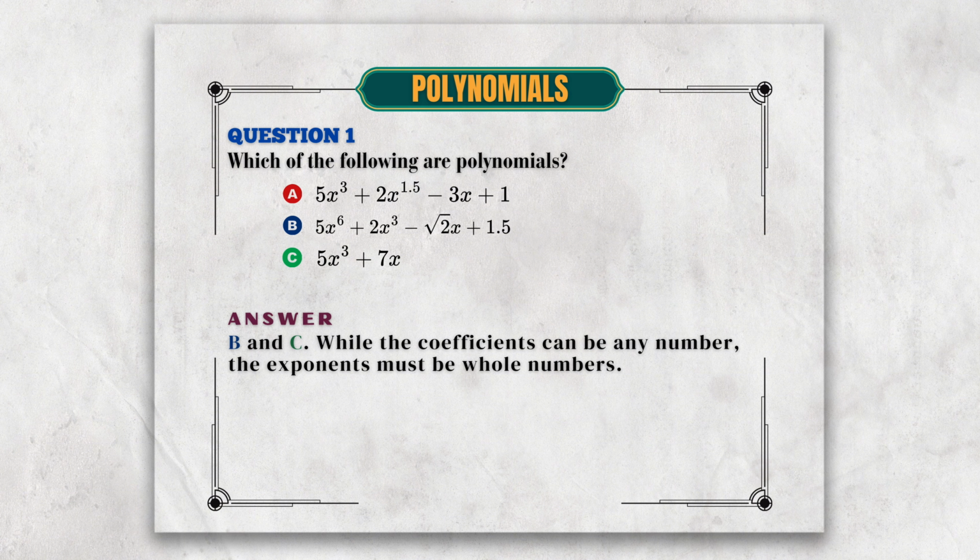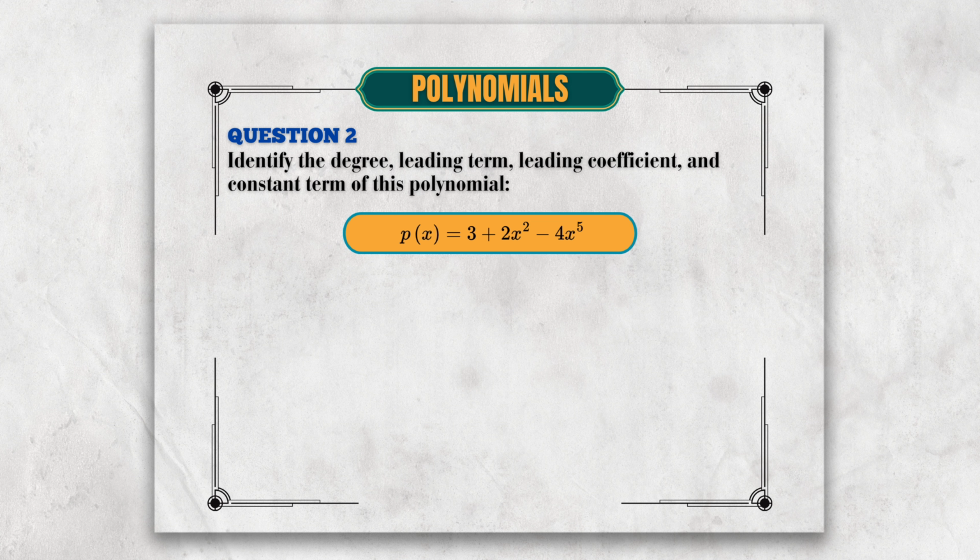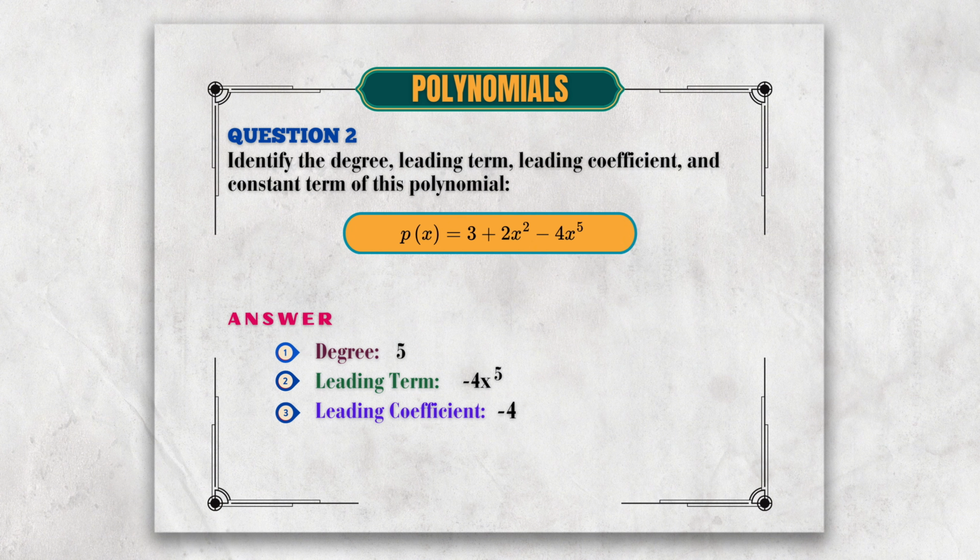For our second problem, identify the degree, leading term, leading coefficient, and constant term of this polynomial. The degree is 5. The leading term is minus 4x to the power 5. The leading coefficient is minus 4, and the constant term is 3.